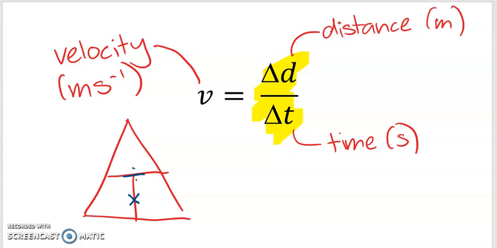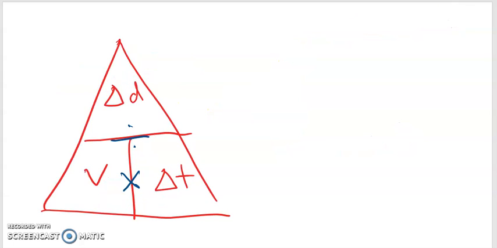So remember that horizontal line represents division, so distance is going to be above that. So change in distance goes up the top and change in time goes down the bottom. So we're left with distance divided by time. Then we need to fill out the final section with whatever was before the equal sign. So in this case, that's our velocity. So we've made our formula triangle.